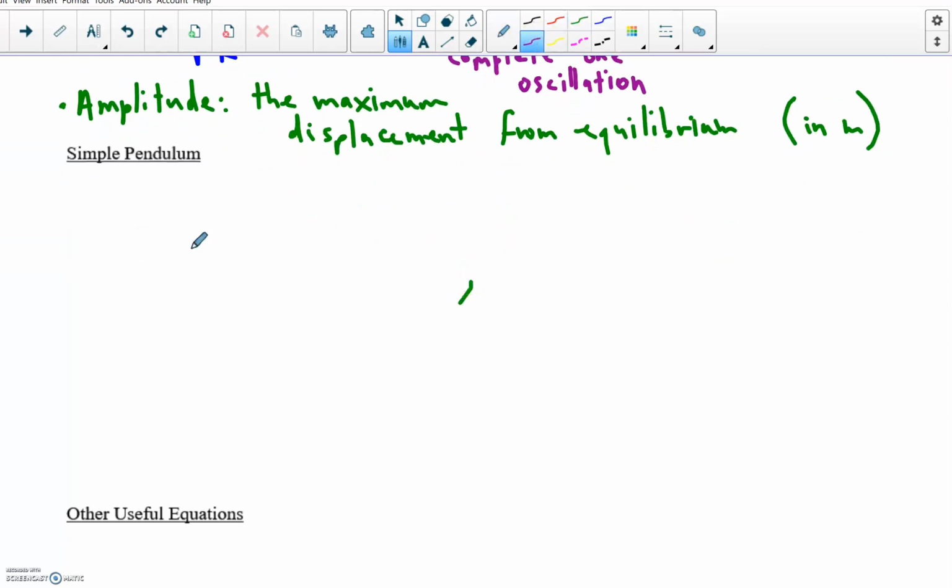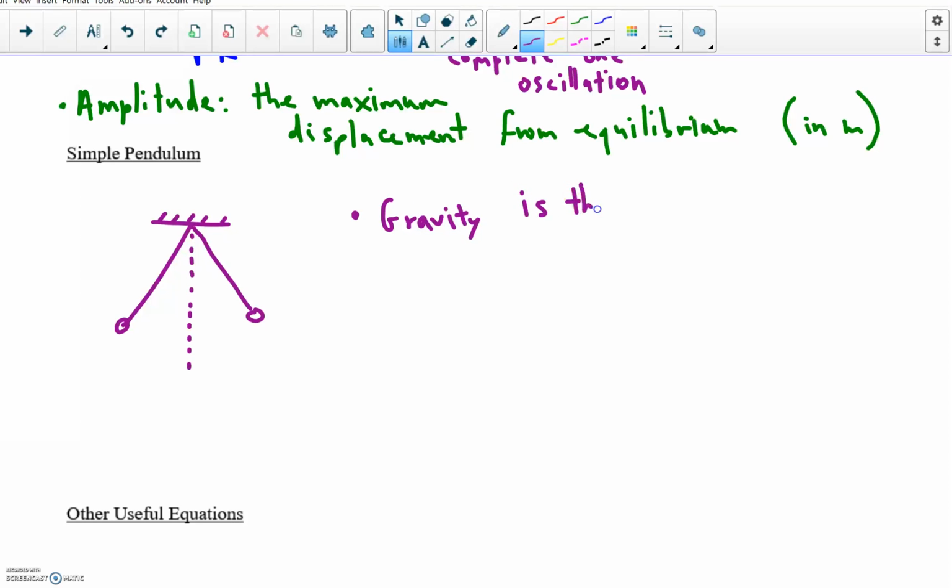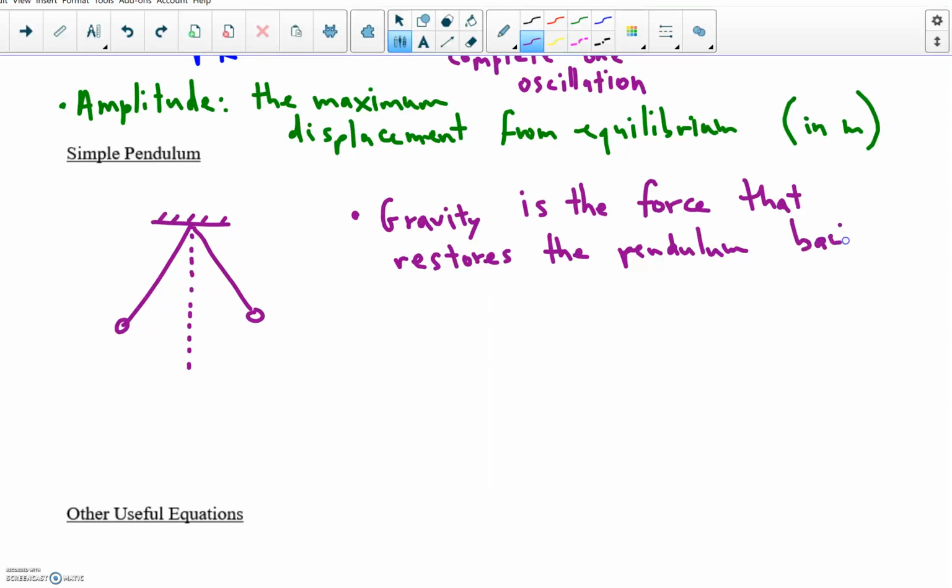On to a pendulum. Here's the pendulum. It swings off to the left. Here's the middle. It swings off to the right. And we're going to get more precise, but what pulls the pendulum back in toward the middle? The answer is gravity. It's weight. And we're going to look at this more, but for now we'll just say gravity is the force that restores the pendulum back to equilibrium.